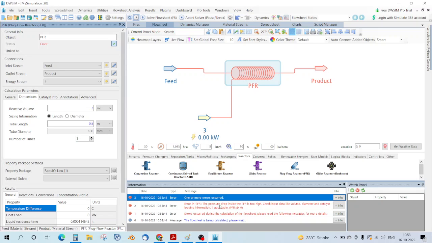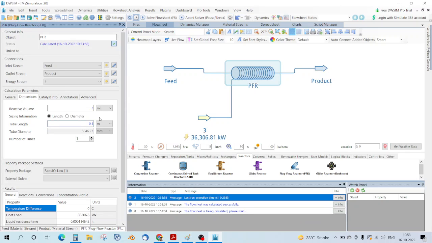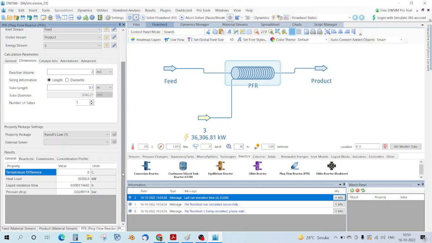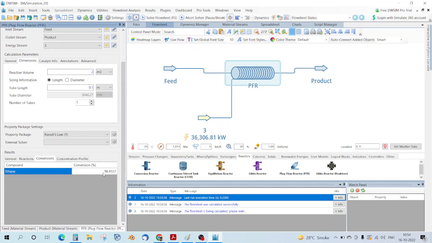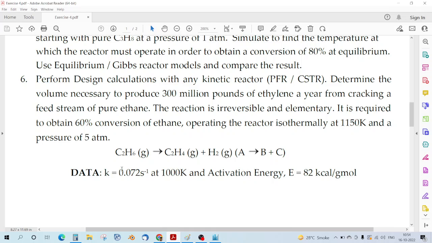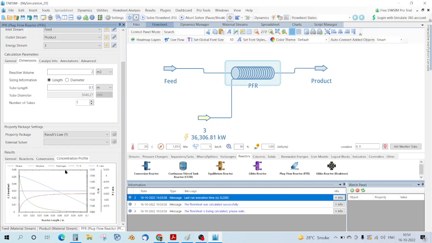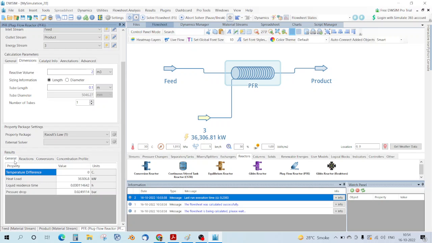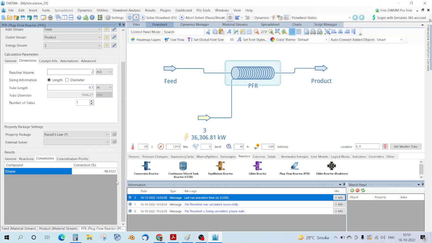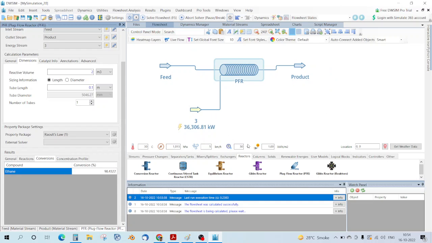Okay, now it's saying the pressure drop inside the PFR is too high. The pressure drop would be too high if my tube length is too long, so the diameter would be very small. So let me adjust it like this. Yeah, it's done. So you need to just reduce the tube length. However, you can see that my conversion is 98%, which is quite big. We just need 60%. You can also get the conversion and concentration profile over here, but the important thing is that the conversion is quite high, and we need 60%.